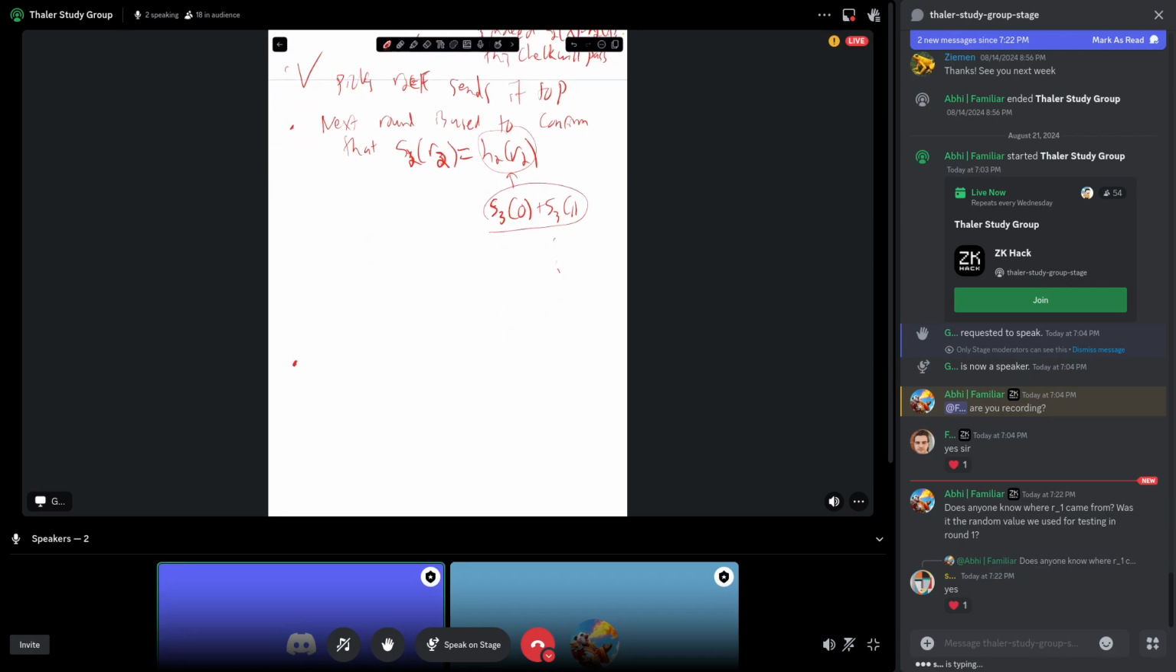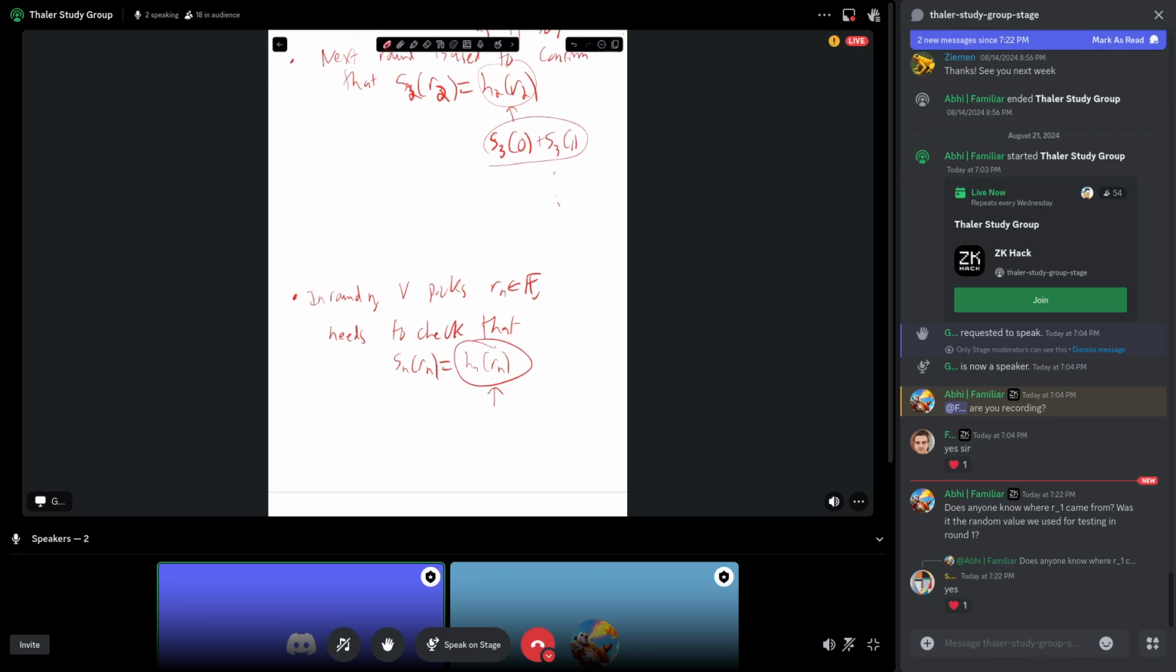This proceeds round by round until in the final round, the verifier picks an RN from the field at random and needs to check that SN of RN equals what would be HN of RN. But HN, if you work it out, is just g of R1 up to RN, right?